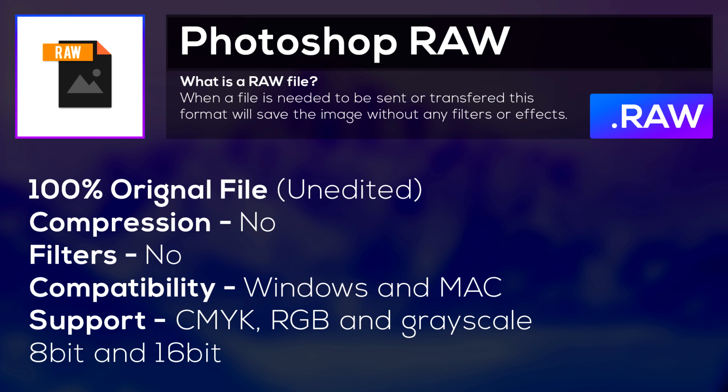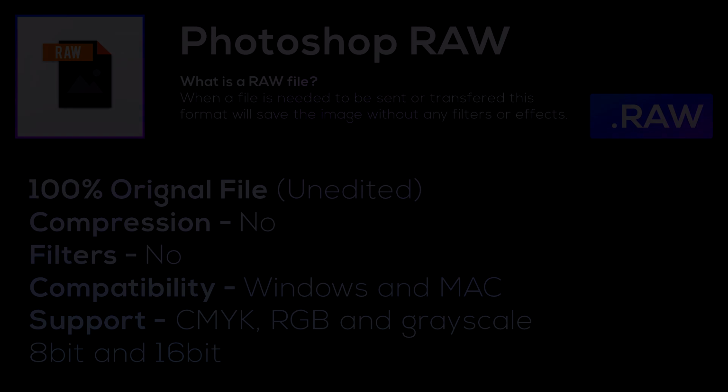A little bit more confusing, but imagine you took a picture and your camera didn't add any effects to your image. It was absolutely clean. There was no filters, there was no adjustments, no focus, no nothing. This is what Photoshop RAW is. It's a way of transferring that image without having any of these fancy effects or anything. This one is supported by 8-bit and 16-bit images.